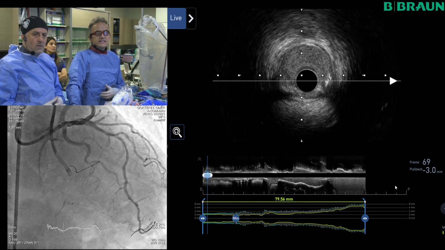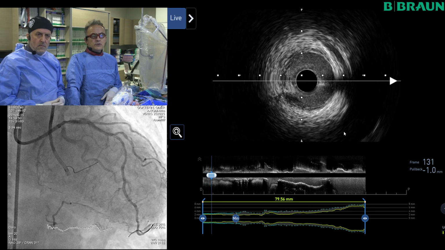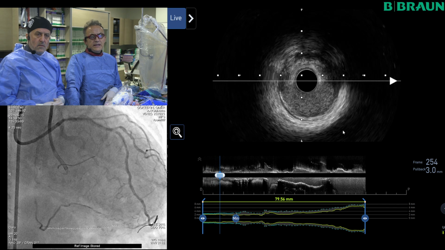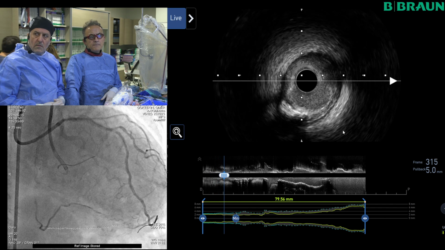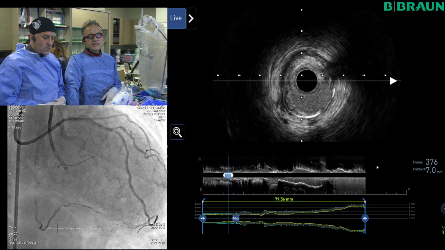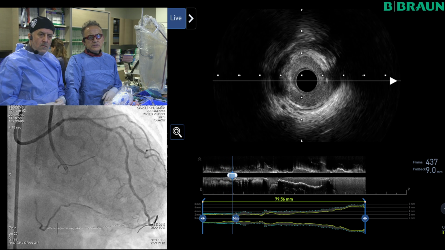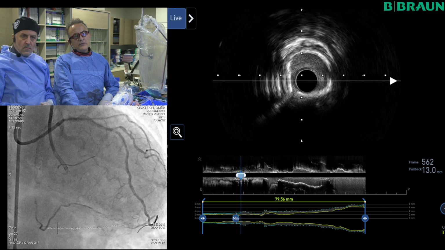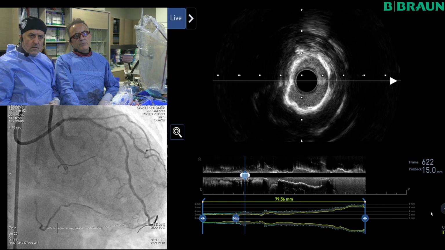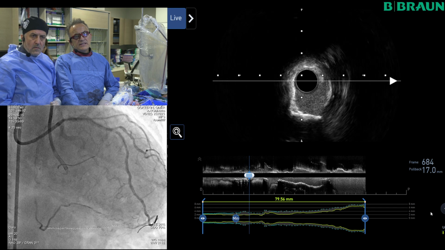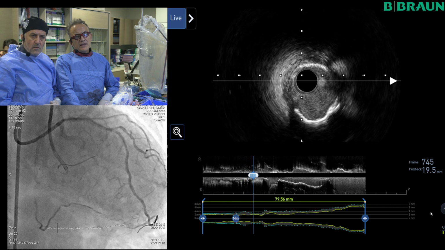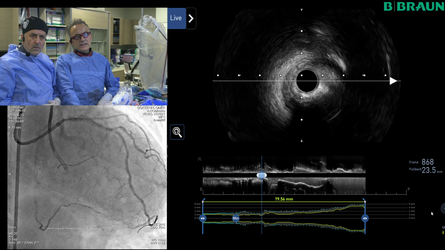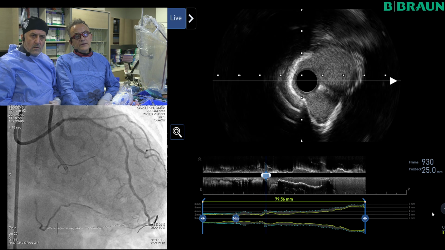Okay, we went to distal, which is the normal part of the LAD, and we pull back automatically at 1 millimeter per second. And now we will come to the disease part, which you will see all the way around here. Now we started. So this is the disease part. We can measure the lumen here, but let's see just at the carina what we have. Again, calcification nodule here.